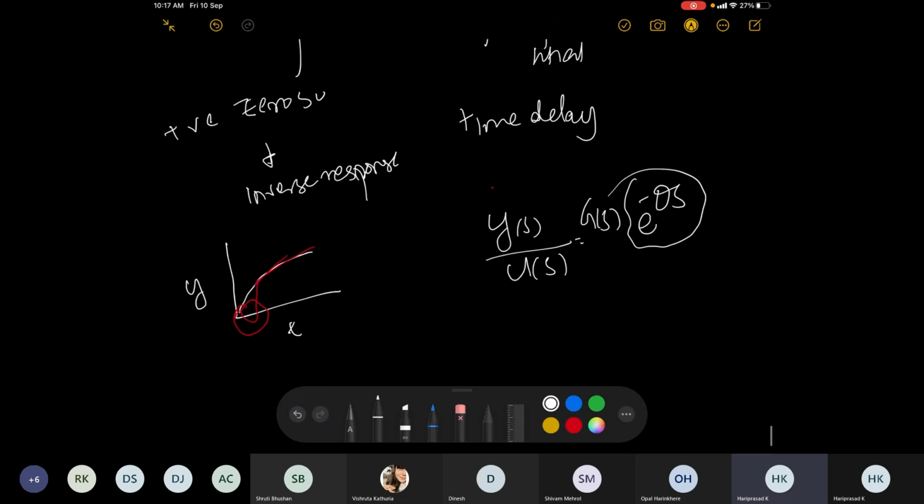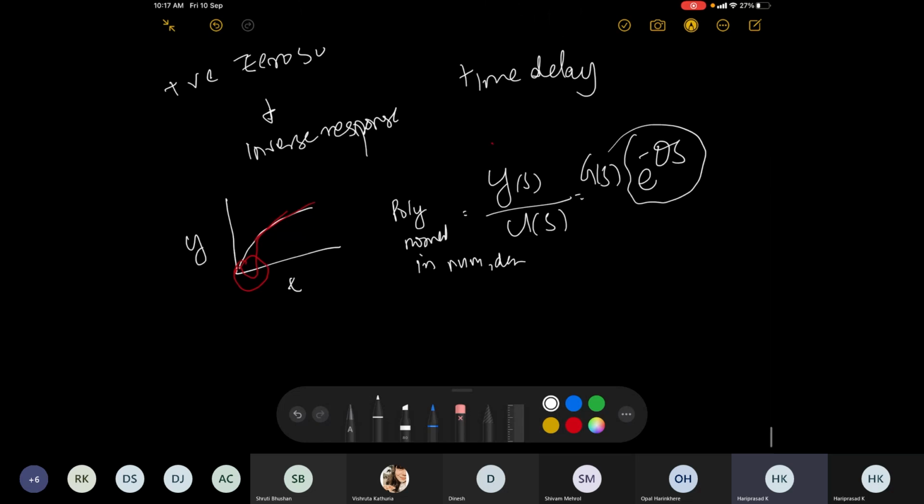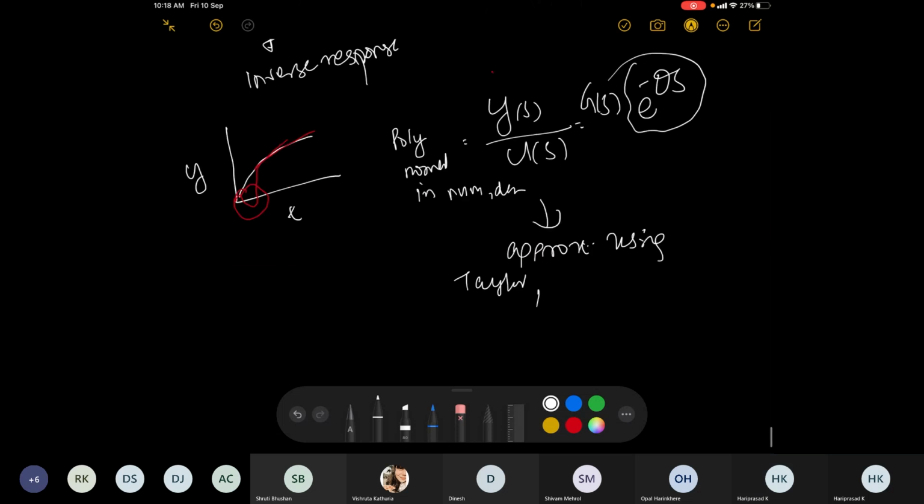So what would you do? The problem here is all our analysis is based on the fact that it is polynomial in numerator as well as in denominator. So the exponential characteristic is a problem. So again, what to do? Approximate using Taylor series or Padé.